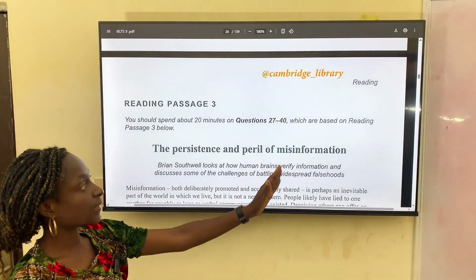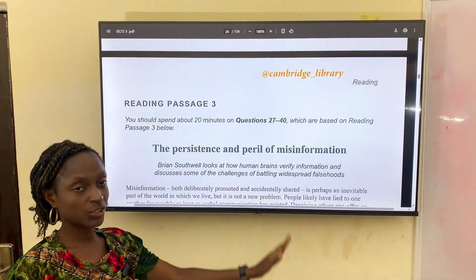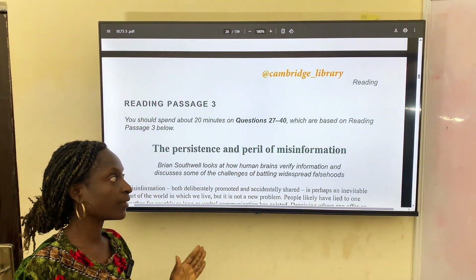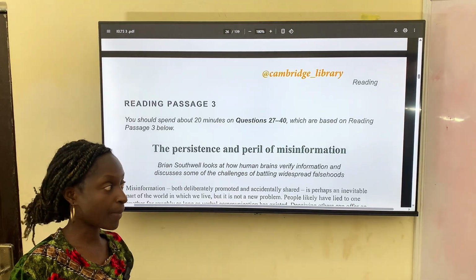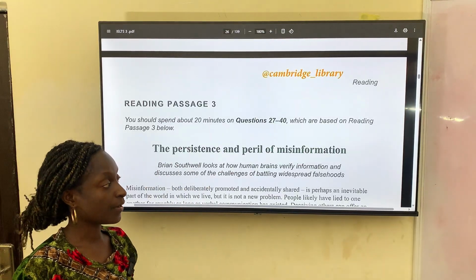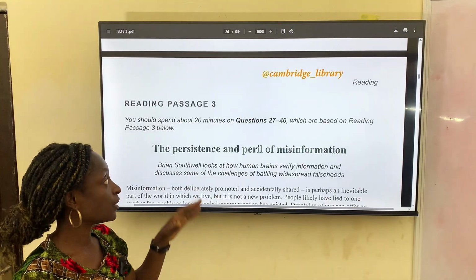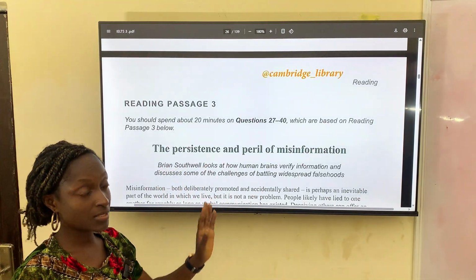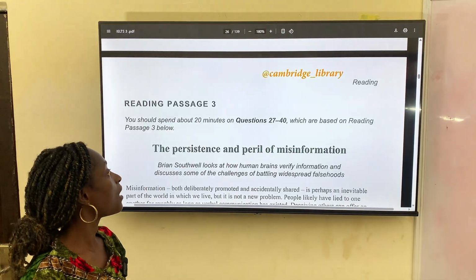Now this is the third passage. Once you have reading passage 3, you are on the last section of the reading test. Like I mentioned earlier, we have 3 sections or 3 parts, but for the academic, it is the passages that will notify you and tell you that you are on another section. So passage 3 is the last section of the academic reading test.